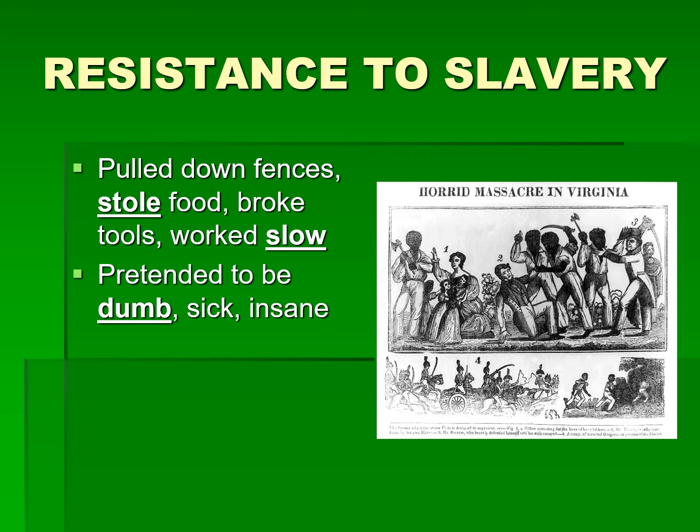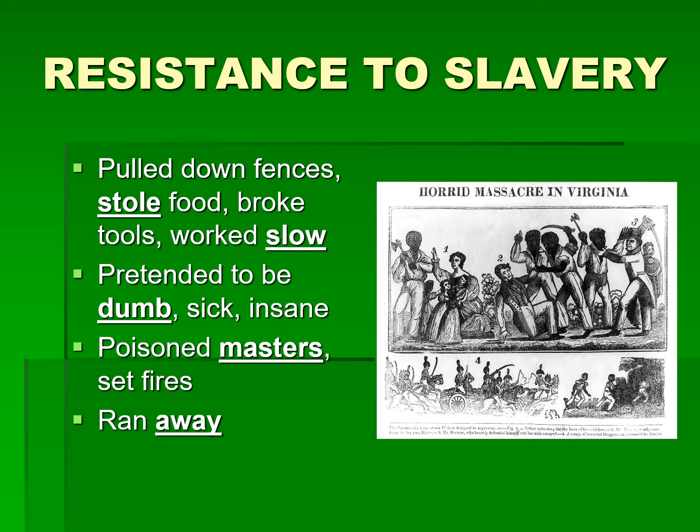Some of them were a little more aggressive. We do have examples of slaves poisoning their masters, setting fire to their homes, things of this nature. And then, of course, you have some slaves that do get away. We have folks like Frederick Douglass, for example, who runs away. We have Harriet Tubman, who's the leader on the Underground Railroad. She's an escaped slave who comes back to try to help others, and many others do. They do run away. And unfortunately, some of them get caught and sent back into slavery.